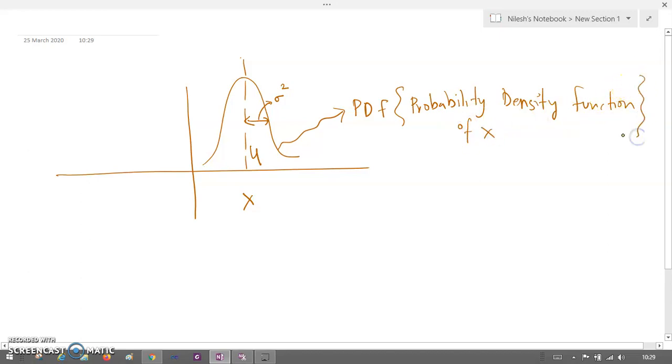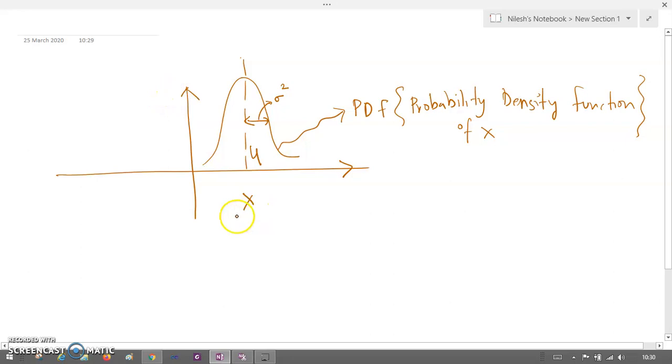So if you have a larger number of x, x1, x2, x3, then x1 belongs to PDF1, then PDF2 belongs to x2, likewise. There are so many PDFs that are going to be generated according to your x variable.